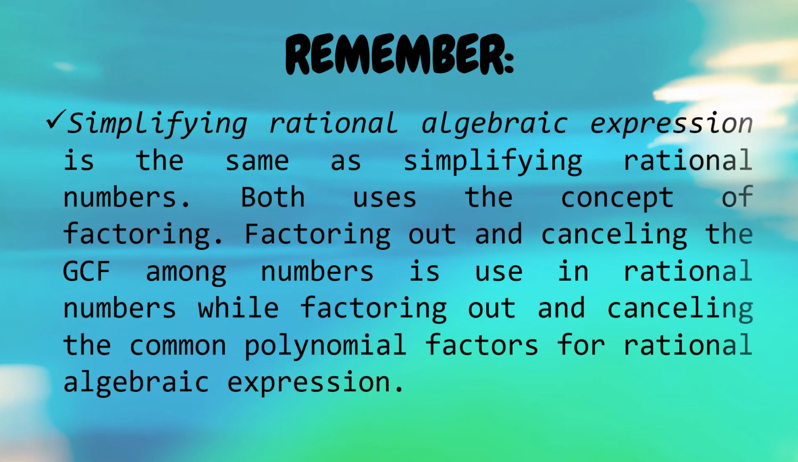Let us now summarize what we have learned in this lesson. Simplifying rational algebraic expression is the same as simplifying rational numbers. Both use the concept of factoring, katulad ng ginawa natin kanina. Factoring out and canceling the GCF among numbers is used in rational numbers, while factoring out and canceling the common polynomial factors is used for rational algebraic expression.